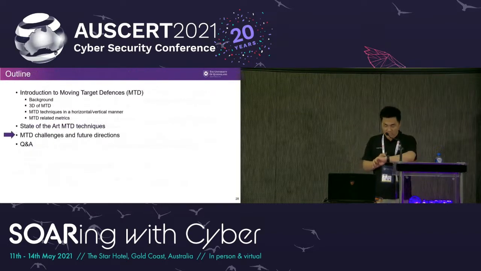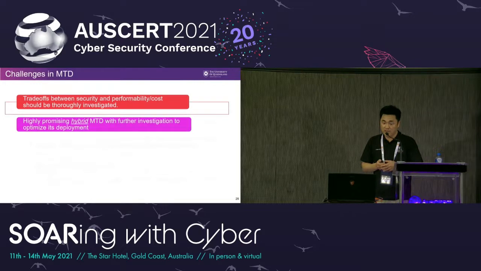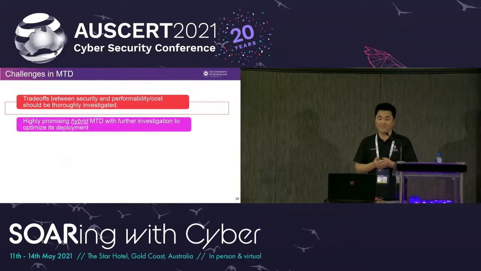Okay, the last one is the challenges of MTD techniques. I have listed four of them. The first one is the security, performance and cost trade-off. If you trigger MTD a lot, then it introduces downtime or maybe performance degradation. And that downtime causes a penalty on the services. So how can we adjust this? It's a trade-off.